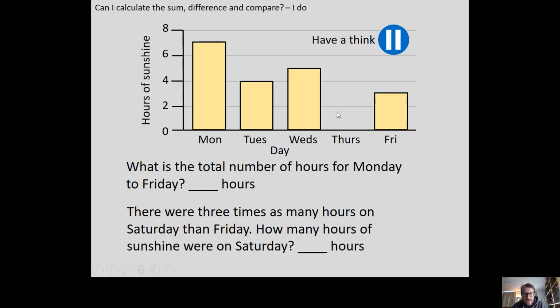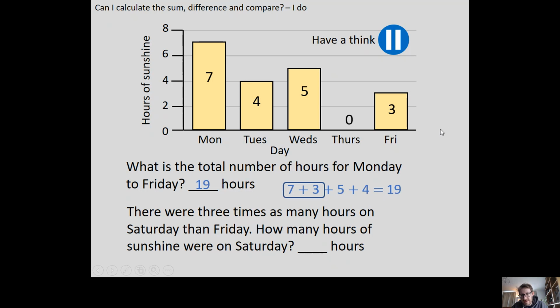So we are adding all the days, Monday to Friday. So we're going to add 7, add 4, add 5, nothing for Thursday, and add 3 for Friday. So 7, 4, 5, 0, 3. Add those together. 7 and 3 is 10, 5 and 4 is 9. Add those together is 19. So it's 19 hours.